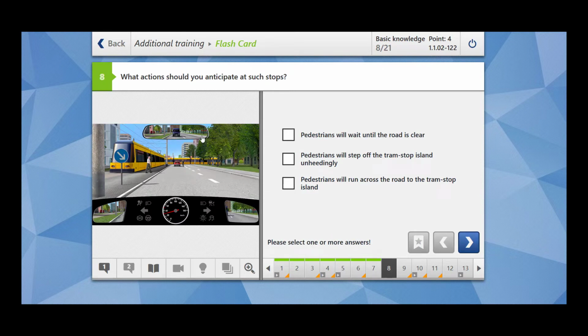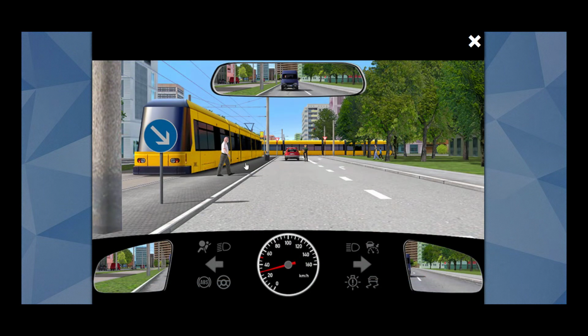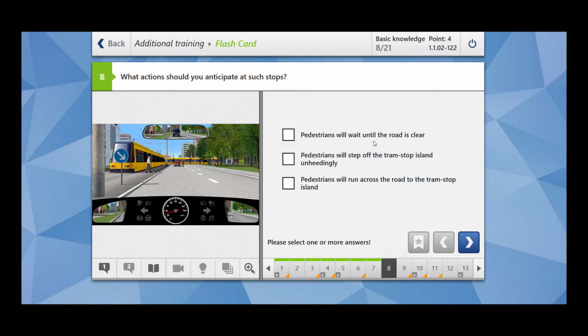What actions should you anticipate at such stops? So what we see over here are the tracks, and a guy who is heading down from the island. Pedestrian will wait until the road is clear? No, the pedestrian won't wait, because they want to catch the tram. They don't want to miss the tram and wait. Pedestrian will step off the tram stop island unheedingly? Yes. It might happen that they are thinking of something else and will step off the tram stop island without paying any attention to the traffic. Pedestrians will run across the road to the tram stop island. This is also correct.